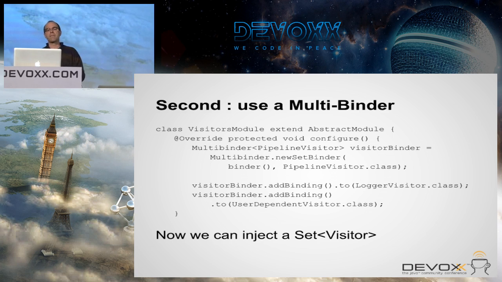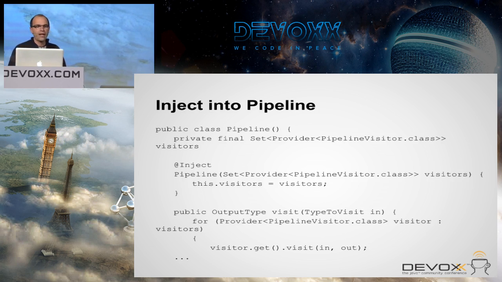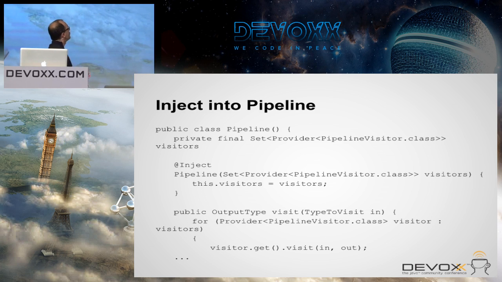I'm not going to comment on it, but basically you could have multiple modules that use this multi-binding, and you will have the ability to get all the different bindings injected into this set. There is some ordering within a module, but there is no ordering between modules, so you have to be slightly careful if you've got an ordering issue with your visitors. But if you don't, you can just use that facility.